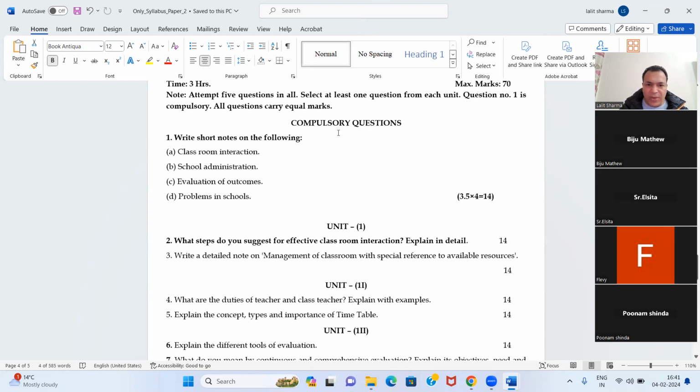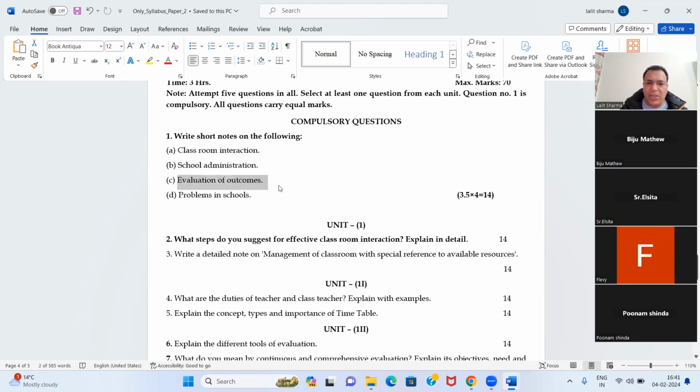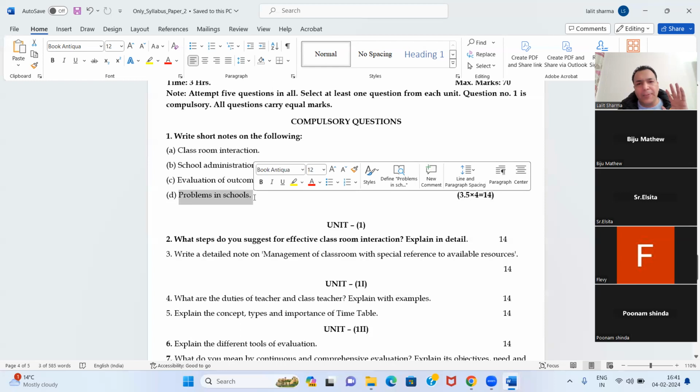First is the compulsory question: classroom interaction, school administration, evaluation of outcomes, problems in a school. You see, these are very simple. कुछ भी मुश्किल नहीं है इसमें. So I will explain briefly, and you have to learn from your notes, because you have to sketch the answer and fill the sheets also.